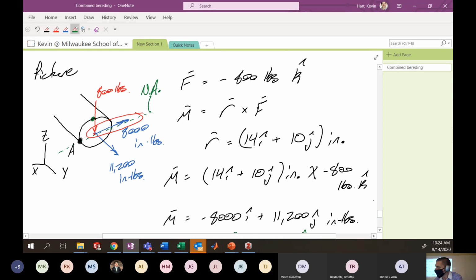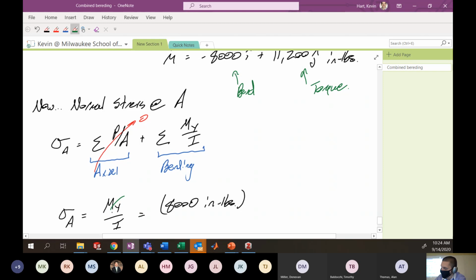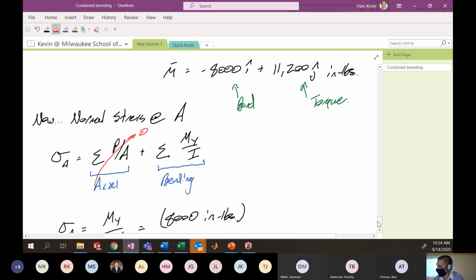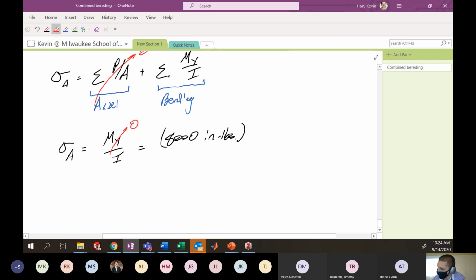So now let's go back and look at our variable y. Remember that this variable y is the distance from the neutral axis to the point of interest. So here, point A on the left-hand side actually lies right on that neutral axis. Because of that, the contribution to the normal stress from this bending load is going to be 0. That's because this variable y is 0, so 0 times something over something non-zero means that my normal stress at point A in this problem is 0.